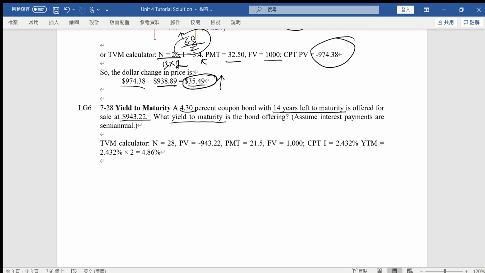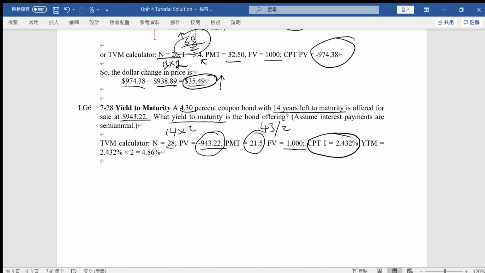For this one you may use your formula to work out the figures, but preferably you can use your financial calculator. The 14 years to maturity, semi-annual times 2, 14 times 2, is 28. It is a discount bond, right? And currently it is selling at 943.22. The regular payment relates to the coupon rate, 43 per year divided by 2, and that will be 21.5, and the par value is 1,000, and you compute the I.